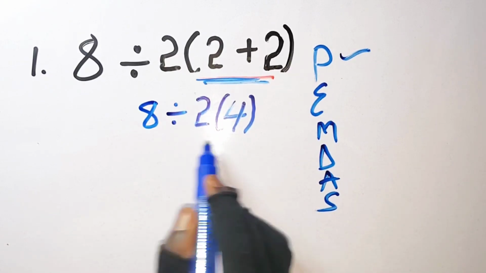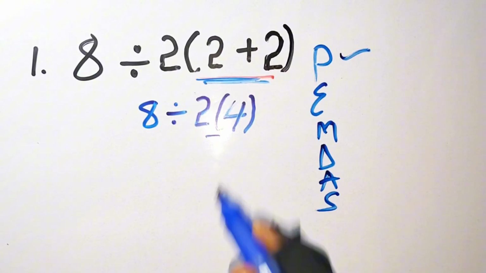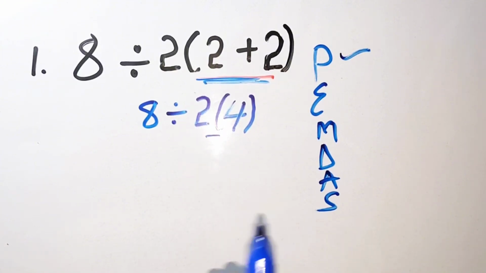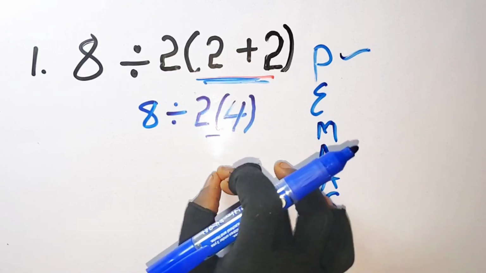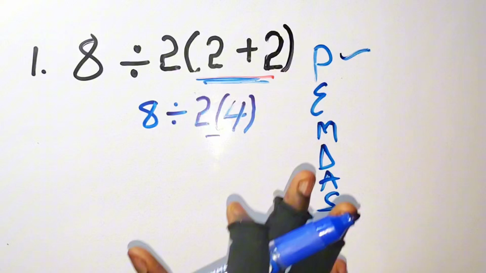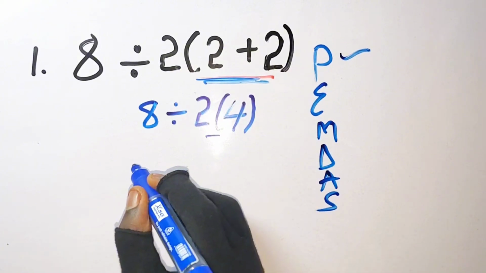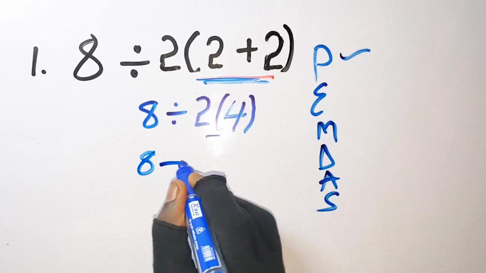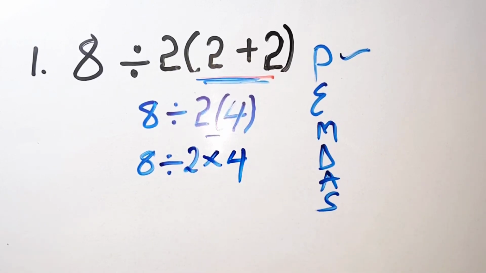Okay, now, here is where most people fail. They see the 2 before the parentheses and think that the 2 is glued to the parentheses, and that is a lie. So, therefore, we rewrite this equation as 8 divided by 2 multiplied by 4.